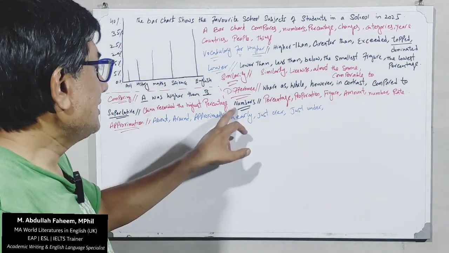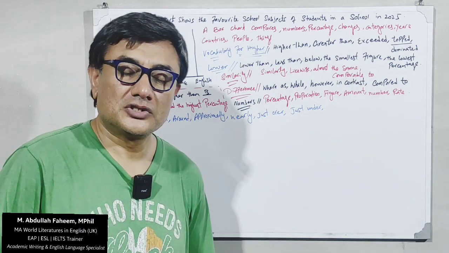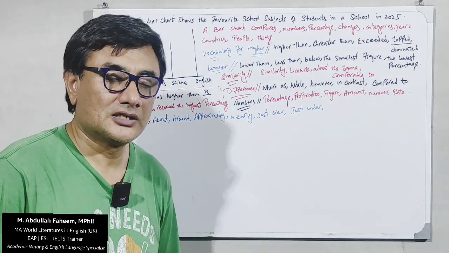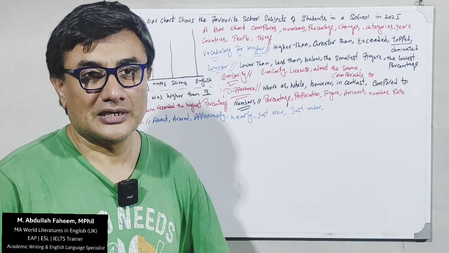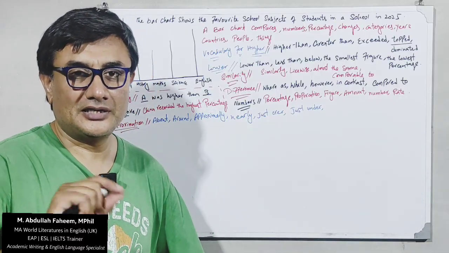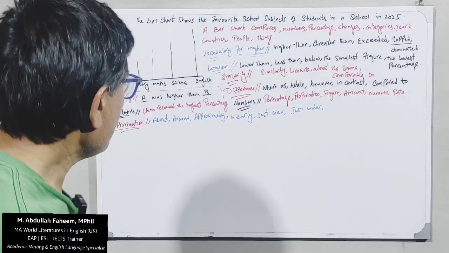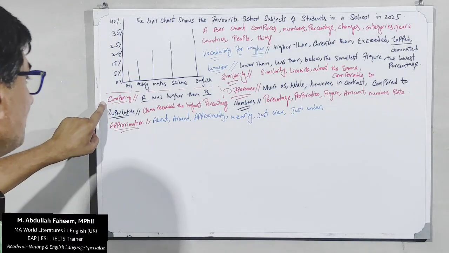Now we have another thing. These are numbers. Numbers जो हैं उनके लिए percentage, figures, numbers, statistics, इस तरह के words जो हैं वो आप इस्तेमाल करते हैं. Rate इस्तेमाल करते हैं, the rate of certain things. Now we have comparing things.